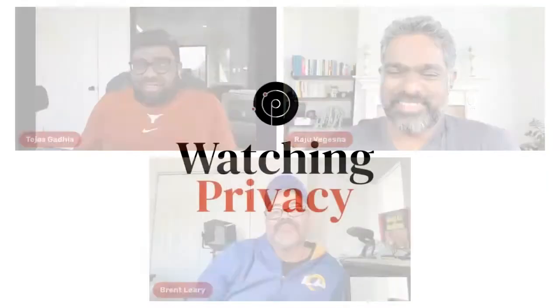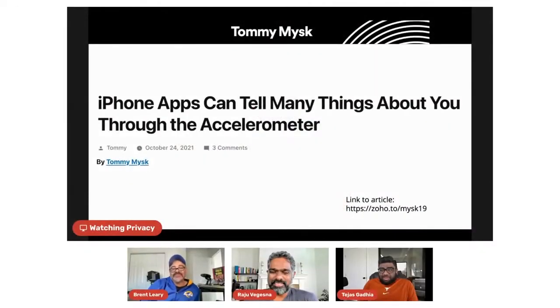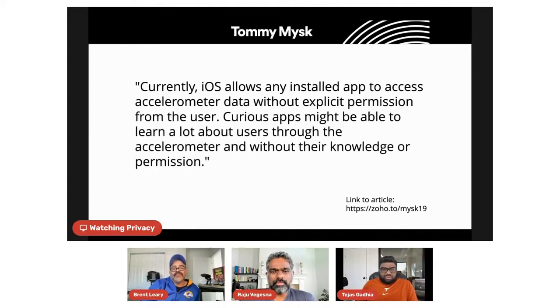Next story, I think, was even kind of scarier, to be honest with you. Basically, there was this website, Tommy Misk, and it's a deep dive into how iPhone apps can tell many things about you through your accelerometer. If you're not sure what an accelerometer is, it's basically this thing in your phone. It exists in iPhones and Android phones as well, and it tracks your phone's movements, like if you tilt your phone or move it around, or your gyroscope. All these kinds of motions of the phone have data associated with them, and that's how you get interactive apps and AR apps and other things like that.